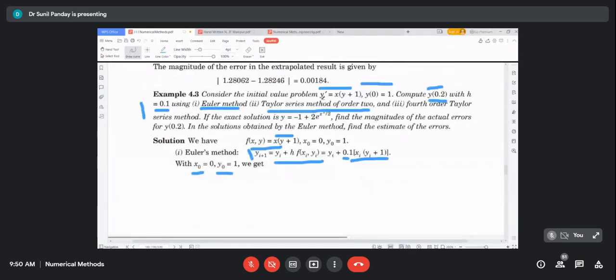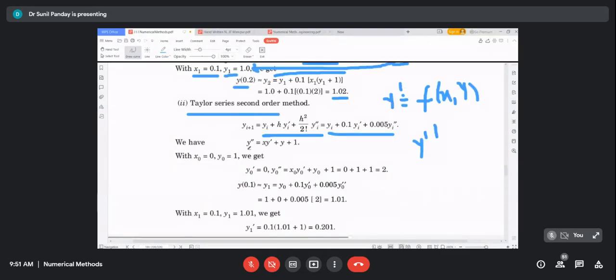This is your dy by dx, and you differentiate it one time with respect to x. You will get y double dash equals the first function x as it is, and the differentiation of y plus 1 is y dash, then the second function as it is, and the differentiation of x is 1. So this is the one time differentiation of the given differential equation, and this is the value of y double dash.